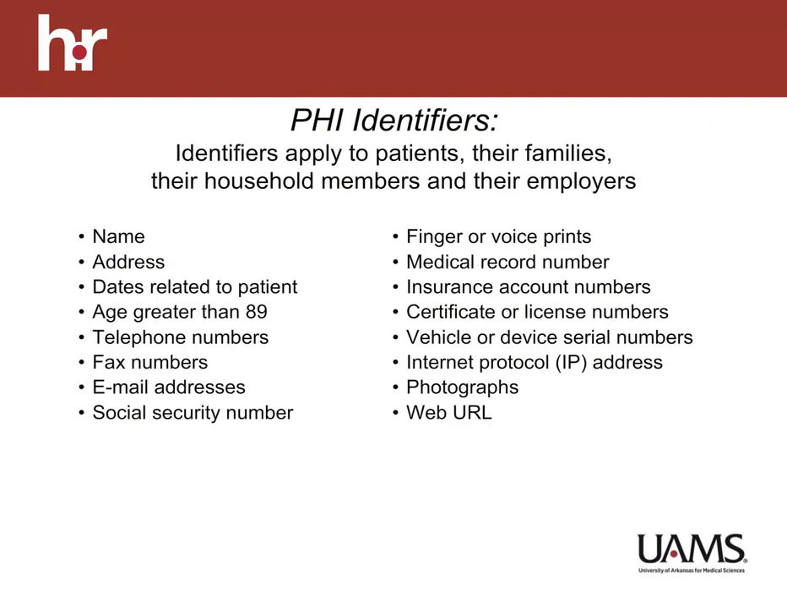PHI identifiers apply to patients, their families, their household members, and their employers. For example, they may include the patient's name, their address, dates related to the patient, their age if greater than 89, telephone numbers, fax numbers, email addresses, social security numbers, finger or voice prints, medical record numbers, insurance account numbers, certificate or license numbers, vehicle or device serial numbers, internet protocol, that is IP addresses, photographs, and or web URLs.